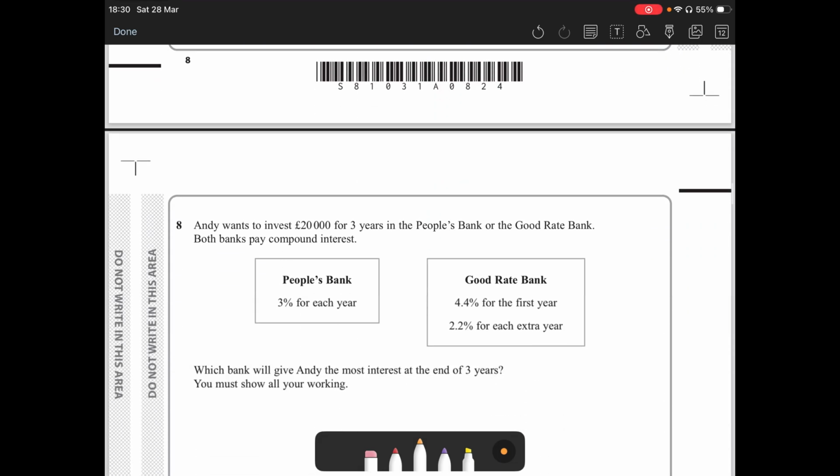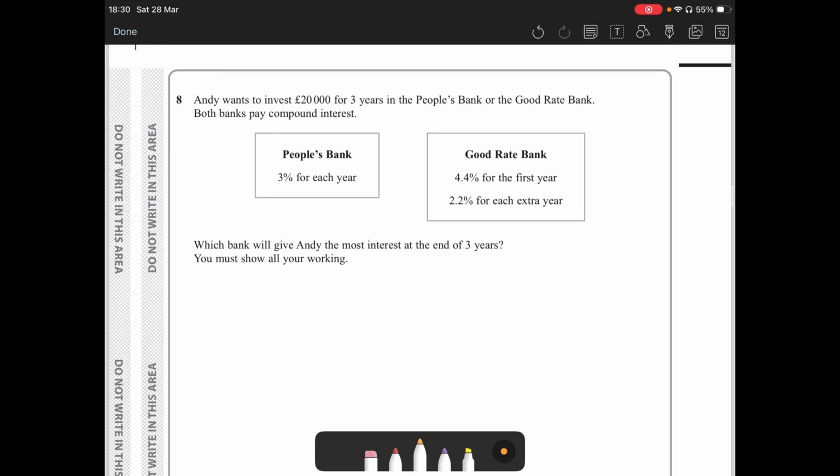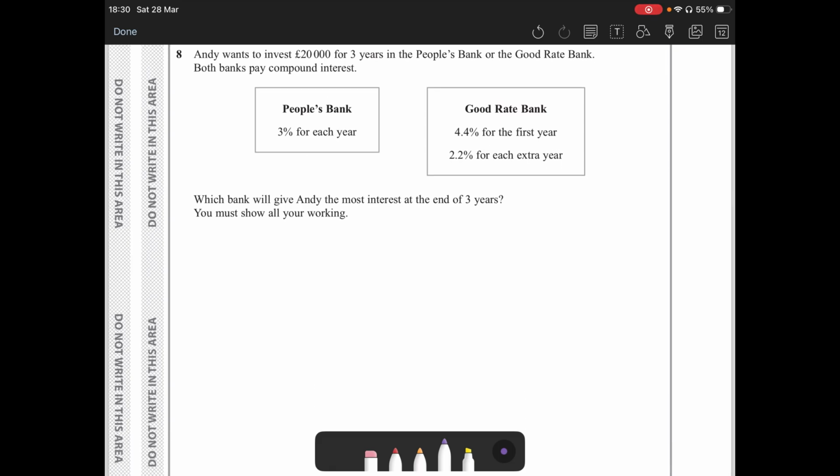So let's move on. Number 8, Andy. Ooh, okay. So Andy's investing some money, and he's getting compound interest. And we've got two banks for comparison. We've got PB, which obviously stands for People's Bank, and Good Rate Bank, GRB. So, which is going to give Andy the most interest? Well, let's think. People's Bank, they're both compound interest.